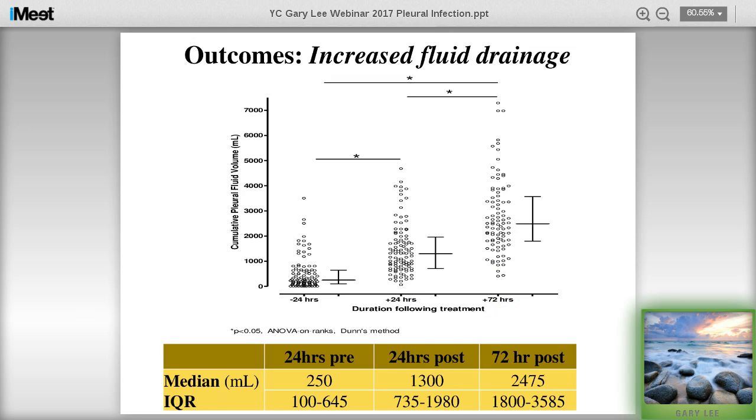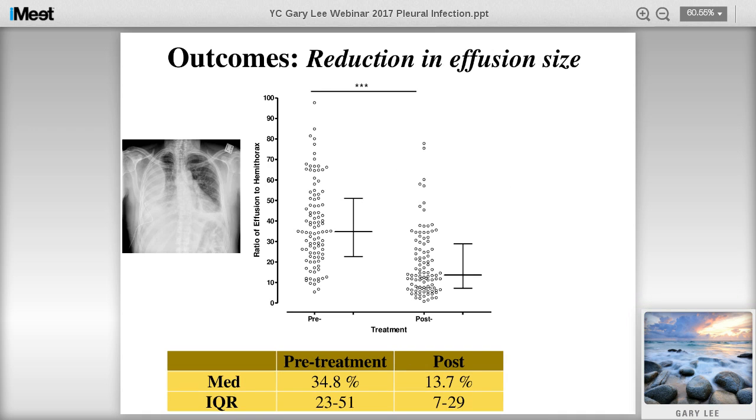This is the amount of pleural fluid they drained. Each circle represents one patient. And this is 24 hours before the TPA and DNAse, with a median drainage of 250 cc's. Within 24 hours, 1.3 liters, and after 3 days of TPA and DNAse, the cumulative total is 2.5 liters drained.